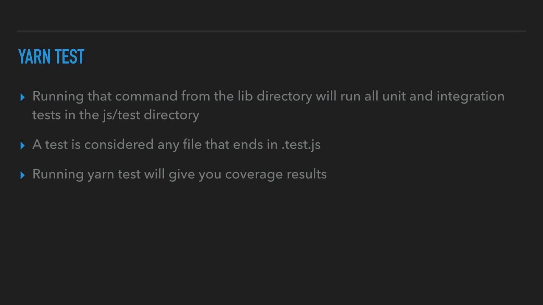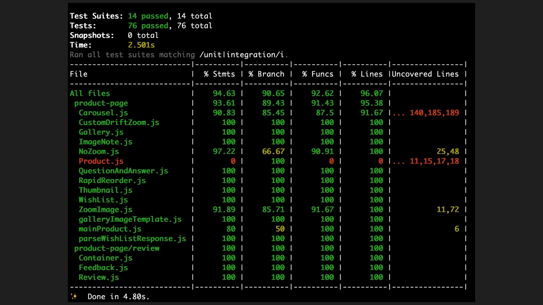Running yarn test will also by default give you your coverage results. I think I have a screenshot of what the output looks like. This is maybe a couple weeks old, but it's a snapshot of all the unit tests that I've been writing as I've been reworking some functionality on our product pages. It's really pretty nice, and pretty fast too. This is 76 unit tests in about 2.5 seconds. It gives you a nice breakdown by statements, branches, functions, lines, and also gives you uncovered lines.